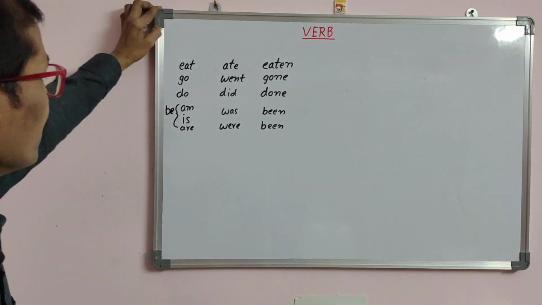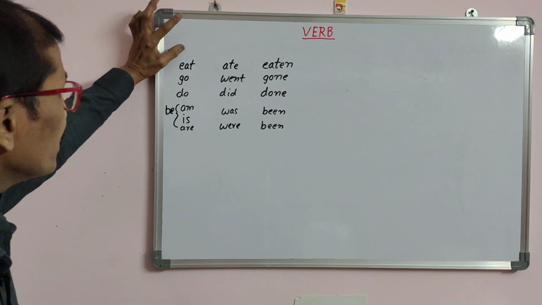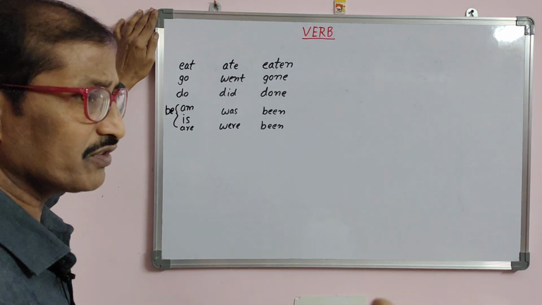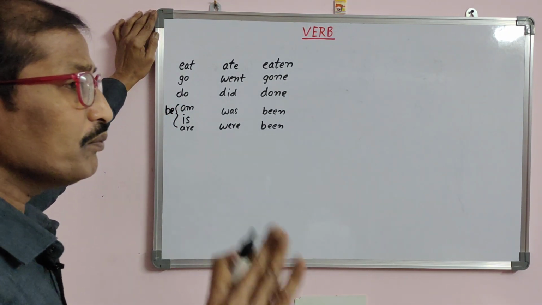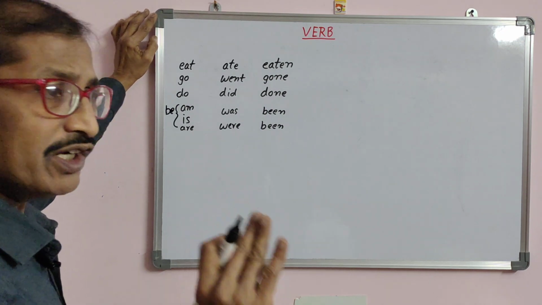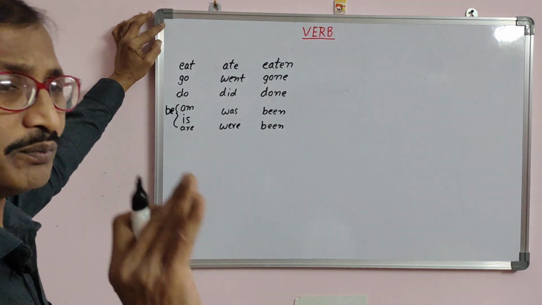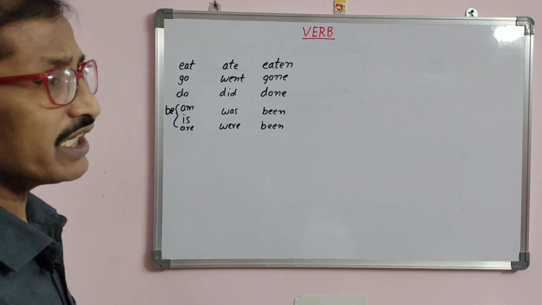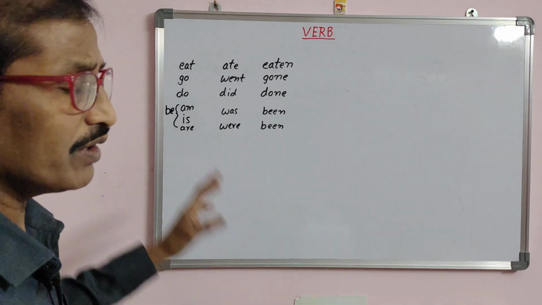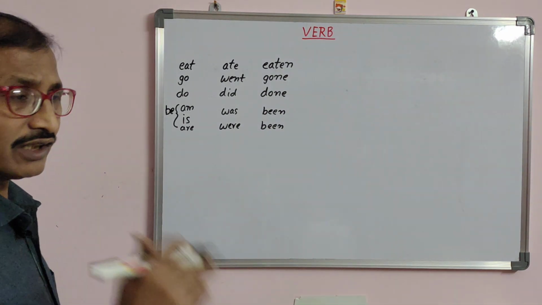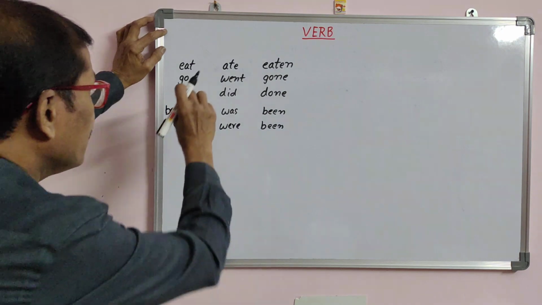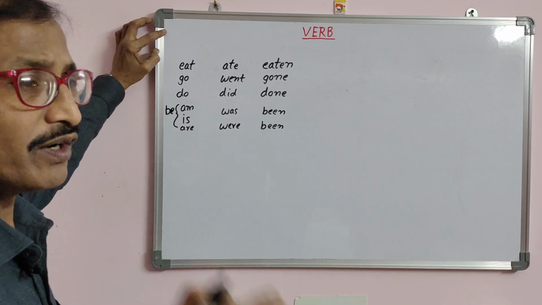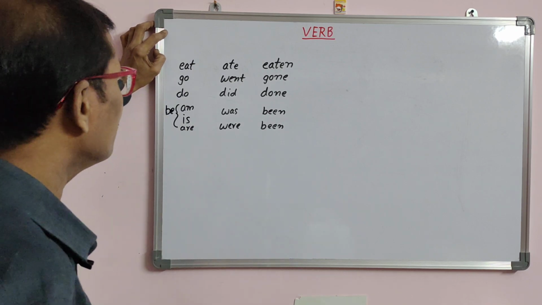Actually, many people get confused about these three forms. They think that they are tenses. They are not tenses. They are the important forms of the verb, principal forms of the verb only. Without these, we cannot do anything in verb. To form any other forms of the verb, we need these main forms. That's why they are called the important forms of the verb, principal forms of the verb.